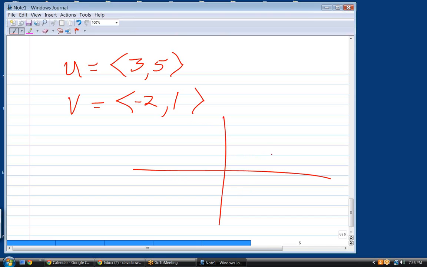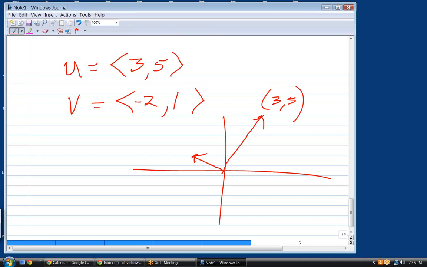Let's draw u and v, just so we can get a picture of it. There's the vector u. The vector v is right there. They're certainly not parallel. What might they be?